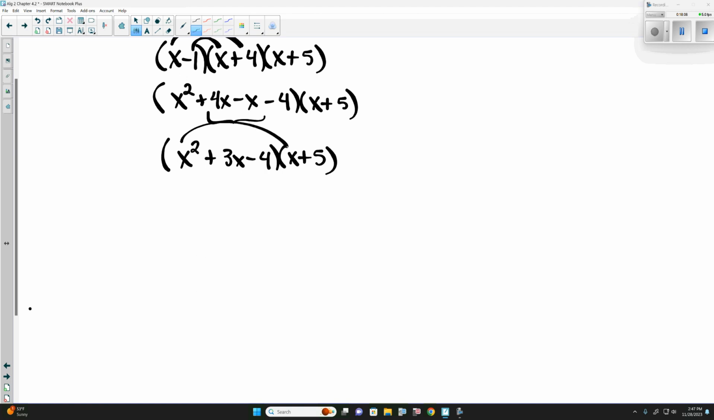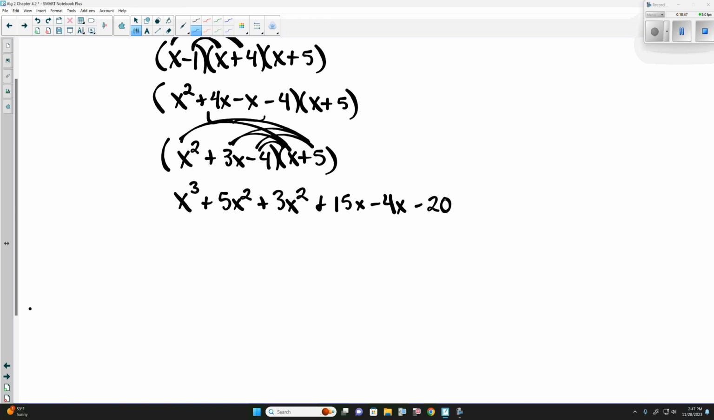Now lastly, we just need to distribute through. We'll do x squared times x, which is x cubed. We'll do x squared times 5, which is plus 5x squared. Then we move on to the 3x. 3x times x is plus 3x squared. And 3x times 5 is plus 15x. And lastly, we distribute the negative 4. Negative 4 times x is negative 4x. And negative 4 times 5 is negative 20.